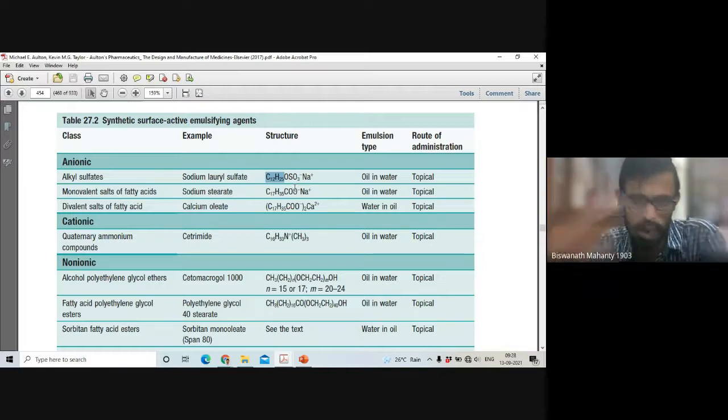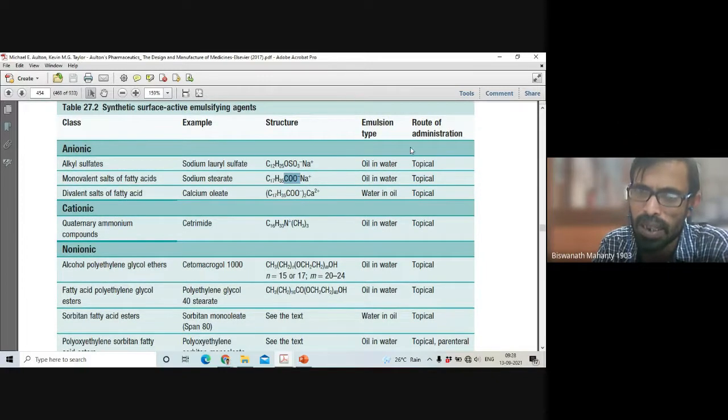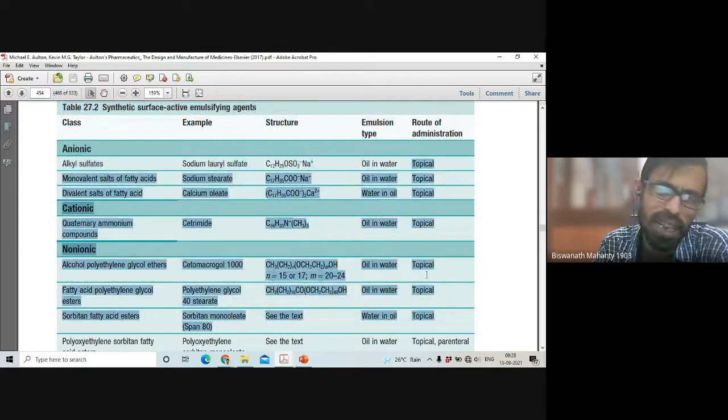They are not showing any structure here, but anyway, you understand that there must be some positive group, must be some negative group for anionic and cationic surfactant. They may produce oil in water or water in oil preparation, but mostly they are used for topical preparation. Topical means on the skin surface. Normally do not take it.